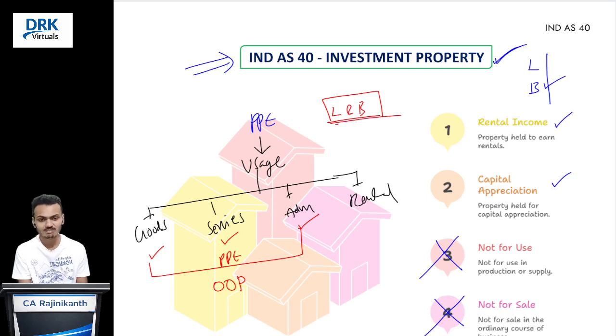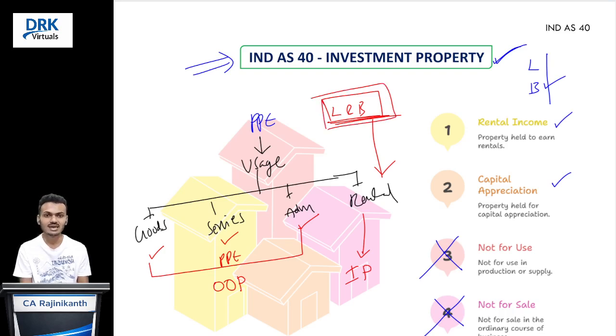If land or building or both is given on rental basis, in that case it is accounted as investment property as per Ind AS 40. If that land or building or both is held for sale in the ordinary course of business, it is accounted as inventory as per Ind AS 2. Now you got a good amount of clarity, right?